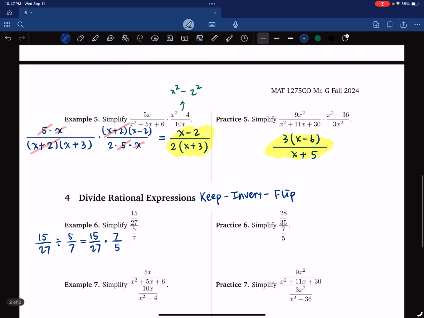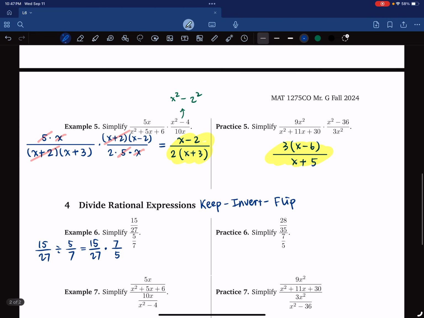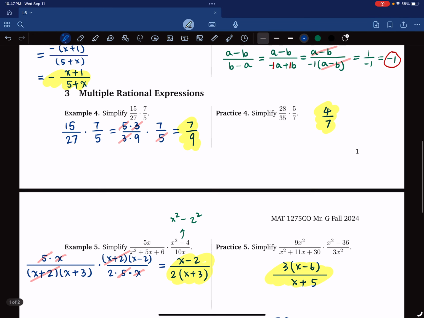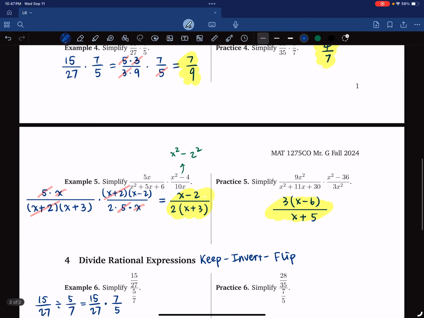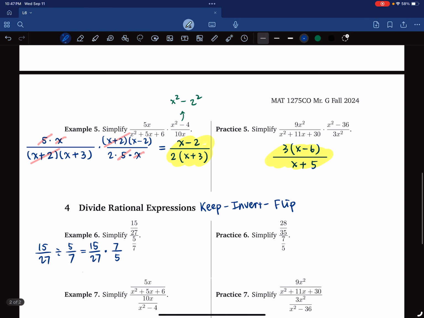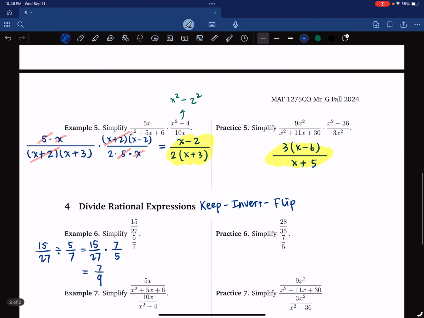And if you remember, this looks very familiar. And that's because we did that earlier in example 4. So see, it's exactly the same problem, right? 15 over 27 times 7 over 5. So we already know the answer. It's going to be the same process. And we found earlier that the answer is 7 over 9. And that's basically how you deal with division of fractions. You convert it to multiplication of the first fraction by the reciprocal of the second fraction.